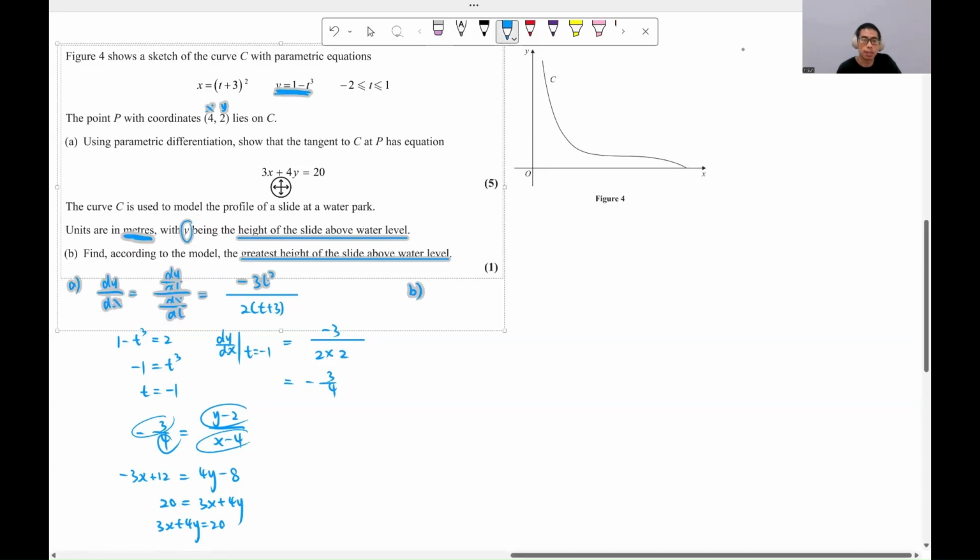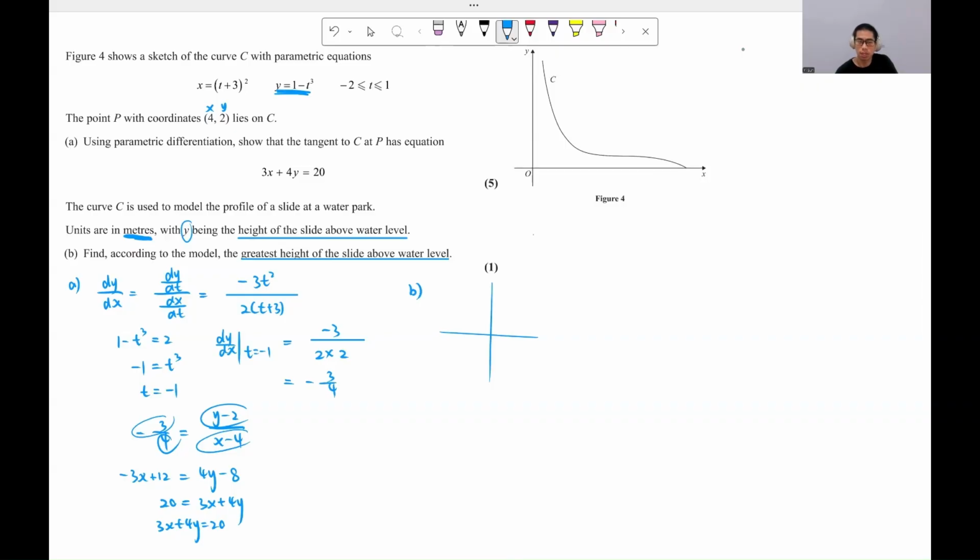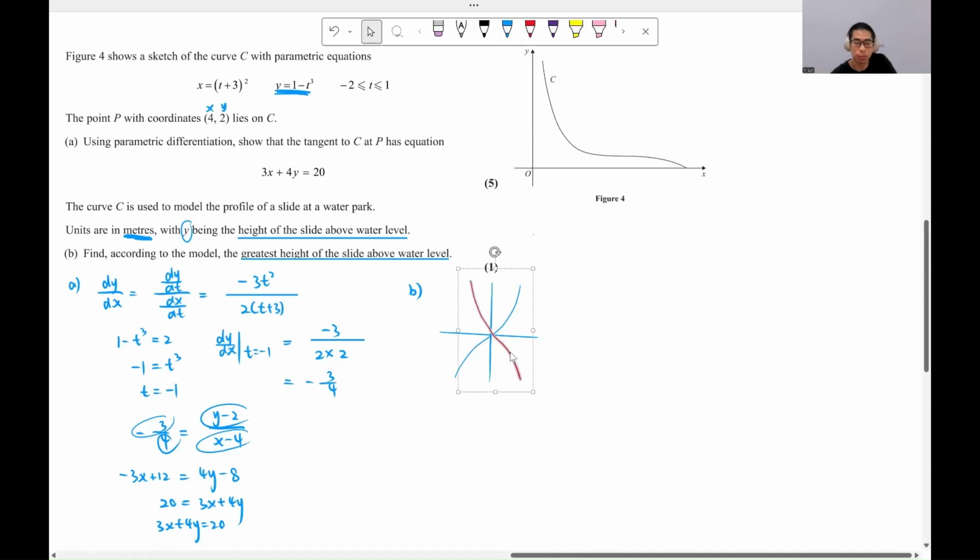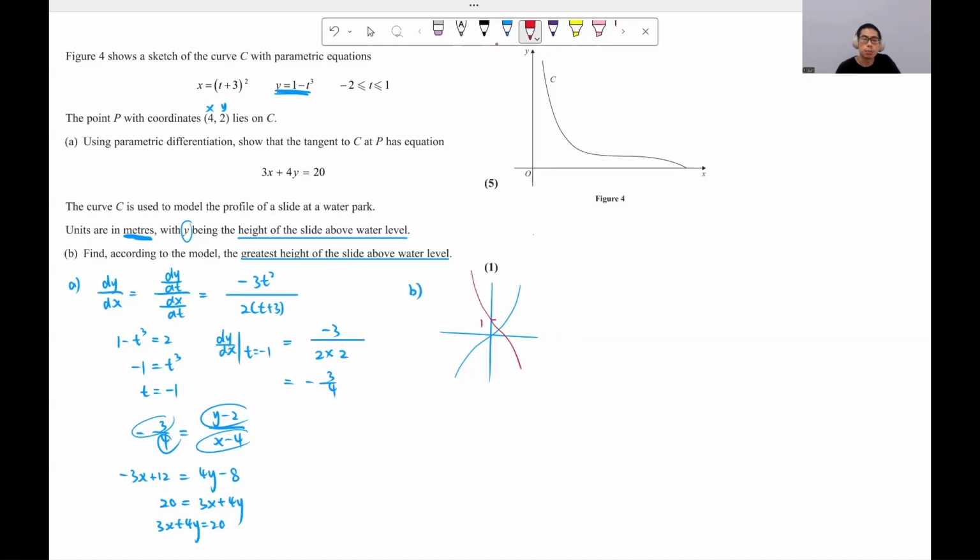So y is equal to 1 minus t cubed. For a cubic, it's very simple. To find a range, we always sketch it out first, because it's easier. We know a positive t cubed looks like this, and the negative t cubed has to be the other way around. Then because of the plus 1, we just move up by 1. So this would be 1. Then t is between -2 and 1, so this is -2, and this is somewhere like 1. The actual diagram for y equals 1 minus t cubed will be something like this.